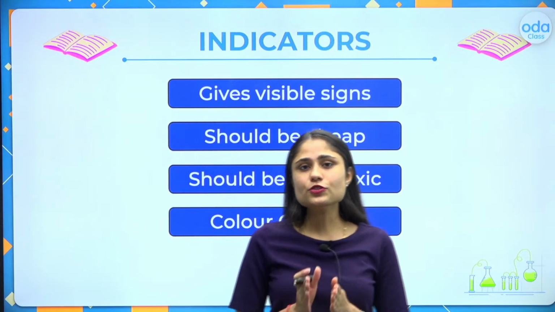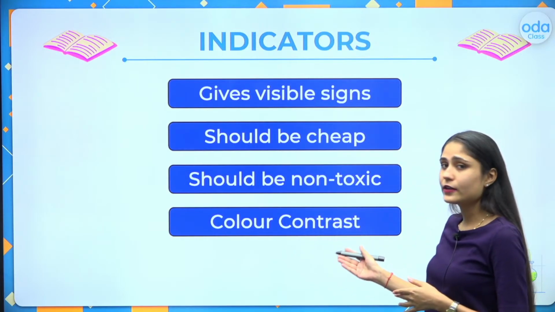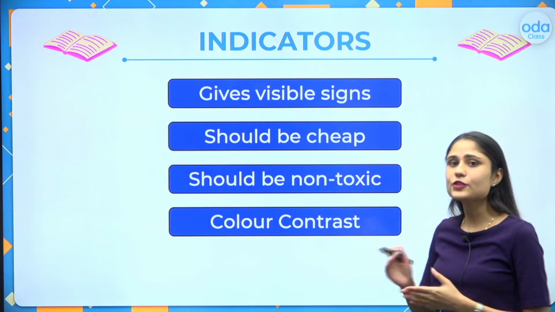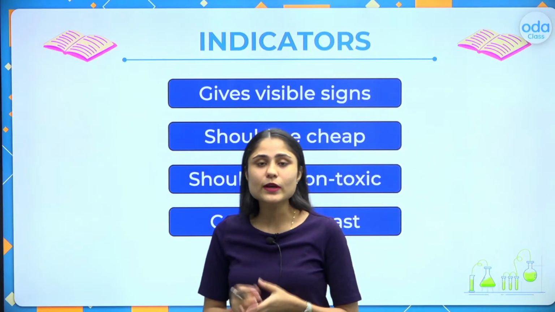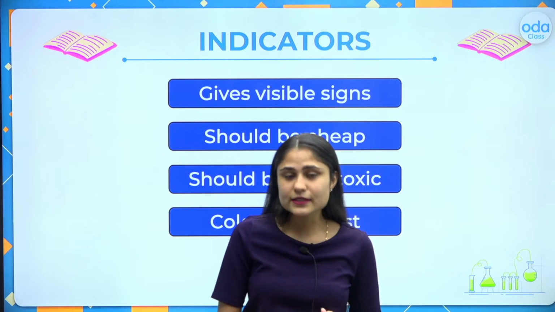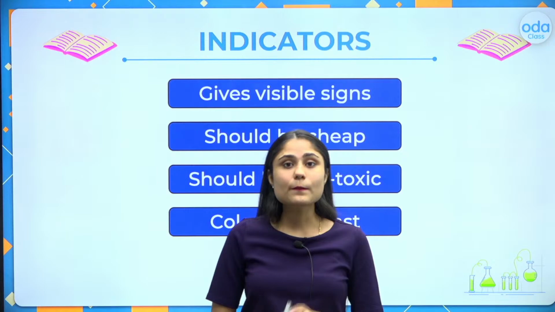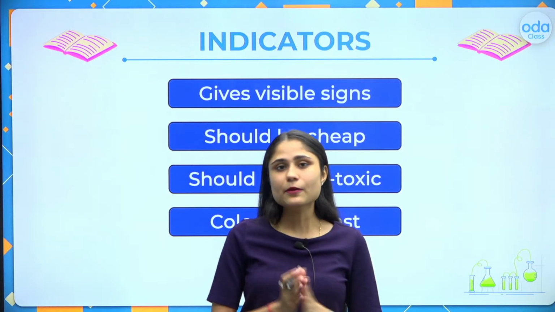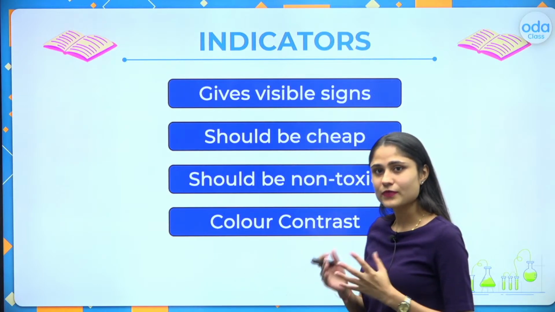It should be a non-toxic compound, and it must show a color contrast when we add it to different types of substances. Let's say, for example, when we add it to an acid, it must show one type of color. When we add it to a base, it must show a different color. There must be a color contrast, right?